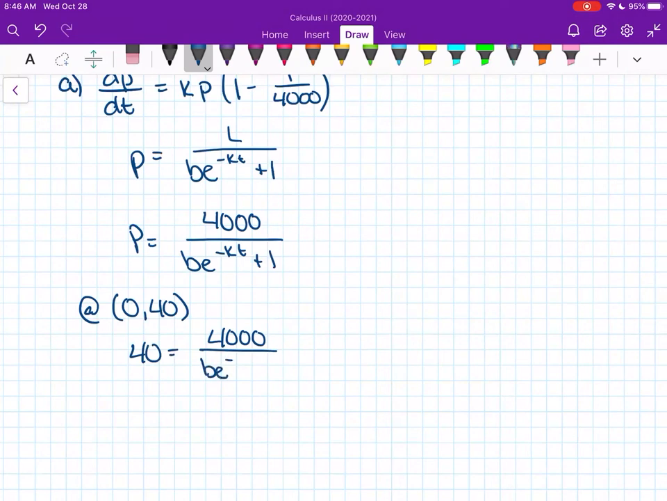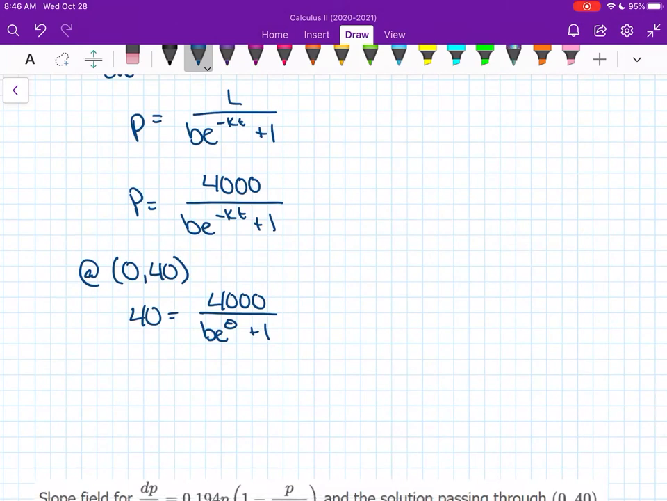All right, so 4,000 over b e to the negative, I guess it's 0, b e to the 0 plus 1. So I'm going to cross multiply. So I get, this is just b plus 1. So b plus 1 equals, and then 4,000 divided by 40 is 100. So then I subtract 1 and I get b equals 99.